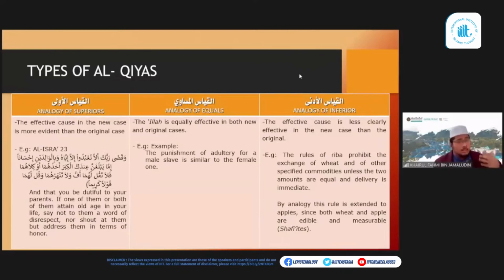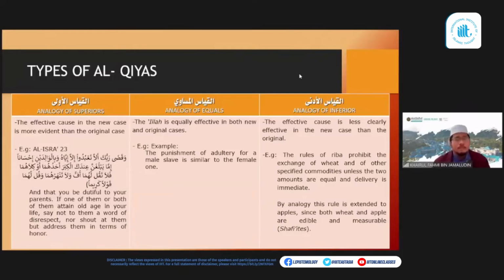Qiyas al-awla is basically the analogy of the superior. In this qiyas, the effective cause, the illah, in the new case is more evident and stronger than in the original case. Let's see an example. This is a very famous ayah. فَقَدَّ رَبُّكَ أَلَّا تَعْبُدُوا إِلَّا إِيَّاهُ وَبِالْوَالِدَيْنِ إِحْسَانًا. And the next ayah. فَلَا تَقُلْ لَهُمَا أُفٍّ وَلَا تَنْهَرْهُمَا وَقُلْ لَهُمَا قَوْلًا كَرِيمًا. So this is the focus here.